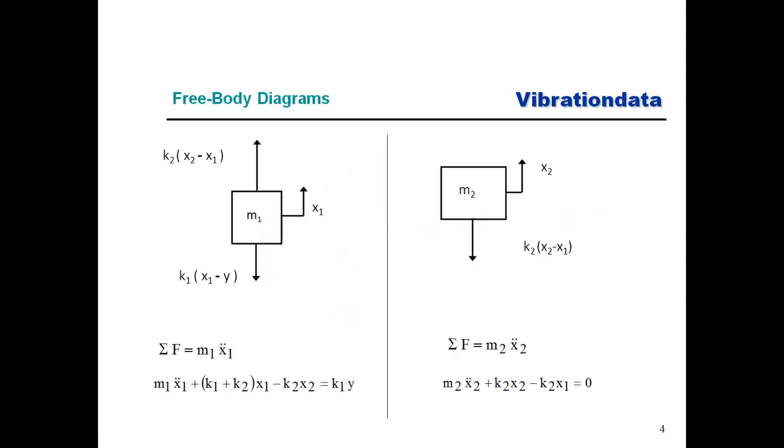Okay, now back to the free body diagram. So here's mass 1, and this force pulling on it from the bottom is equal to the stiffness from spring 1, then in parentheses we have the displacement of mass 1 minus the base displacement. Then this force pulling it from the top here is the second spring stiffness, K2, and then we have the absolute displacement of mass 2 minus the absolute displacement of mass 1. So we use Newton's laws to sum the forces, and that equals mass 1 times acceleration 1.